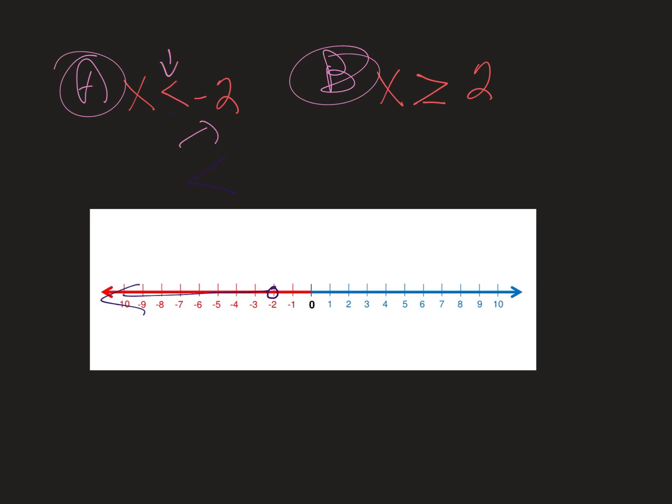Now, let's look at the one at the top, B. So we have x is greater than or equal to the number 2. So I'm going to find the number 2. And since I have a greater than or equal to, Noah, I'm going to fill in my dot, my point here. And it's going this way, so I draw an arrow that way. Okay? How do you guys feel about this?